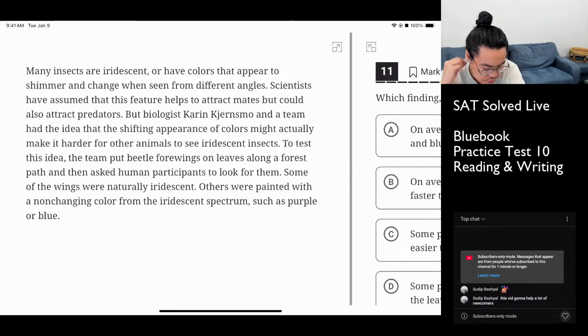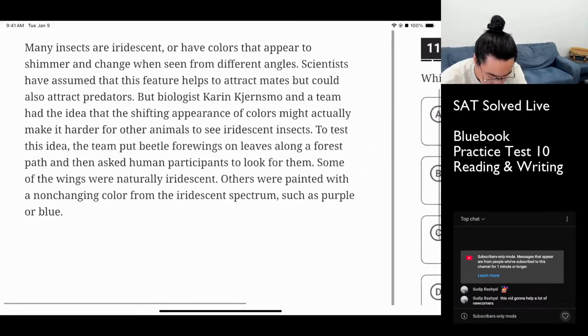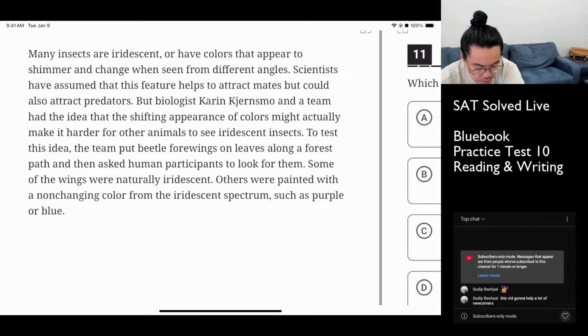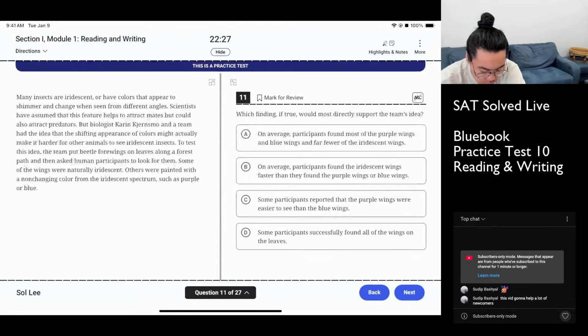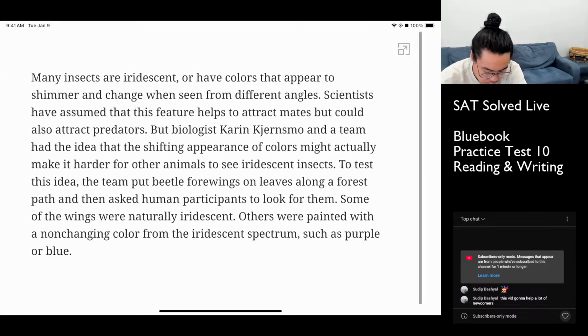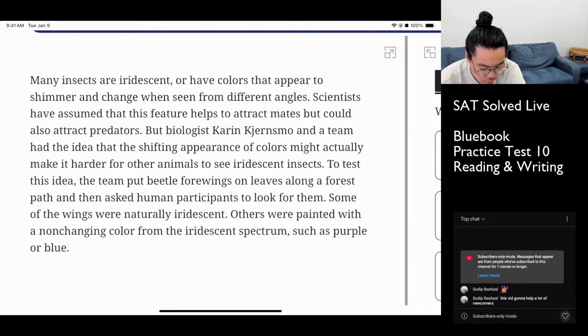Has to be predators. So the team put the beetle forewings on leaves along a forest path and then asked human participants to look for them. Some were naturally iridescent, others were non-iridescent color. Okay. Because iridescent means shimmering and changing, so non-iridescent. Okay, cool. So it's going to support the idea.